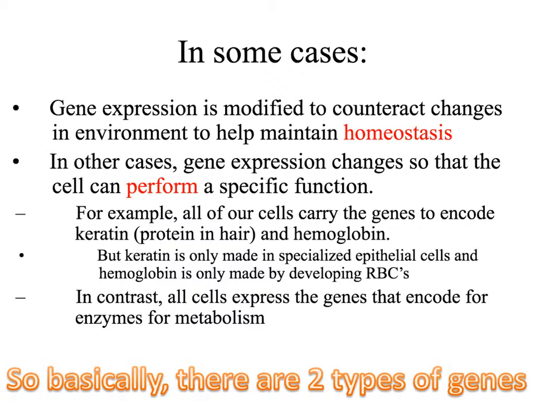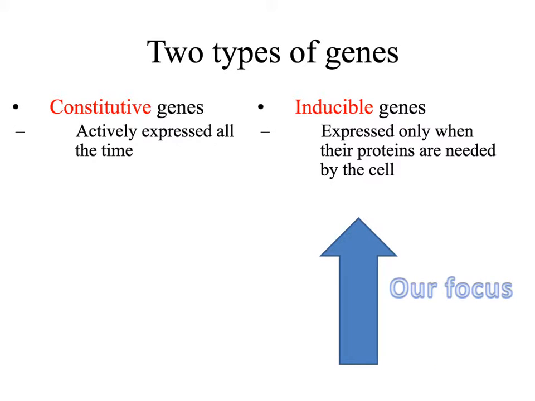So basically, if you think about it, there are two types of genes. There are constitutive genes, which are always expressed all the time, always active. And then there are inducible genes. And these are genes that can be turned on and turned off. They're expressed only when their proteins are needed by the cell. So obviously for this chapter, because we're talking about gene expression, we're only going to focus on inducible genes.